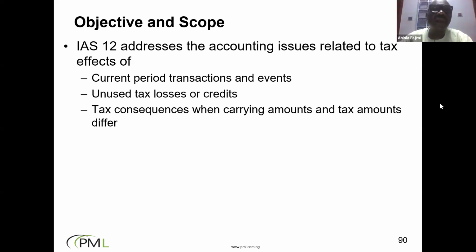And that's why you see it said IAS 12 addresses the accounting issues related to the tax effect of current period transactions. So how do you treat your current period transactions? How do you account for unused tax losses or credits? If you have tax losses, how do you account for it? And then tax consequences, when the accounting amount and the tax amount are different. How do you account for what we call tax consequences, when the amount that the accountant agreed to and what the taxman agreed to are not the same? When the taxman says, I don't like depreciation, I'd rather give you capital allowance, and his capital allowance is not the same as the accountant's depreciation. So there is a difference. How do you account for that? Those are the things that IAS 12 deals with.